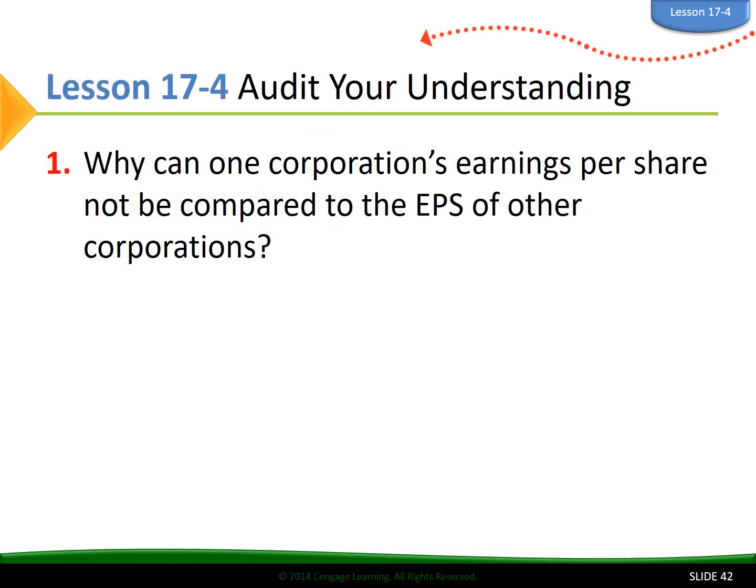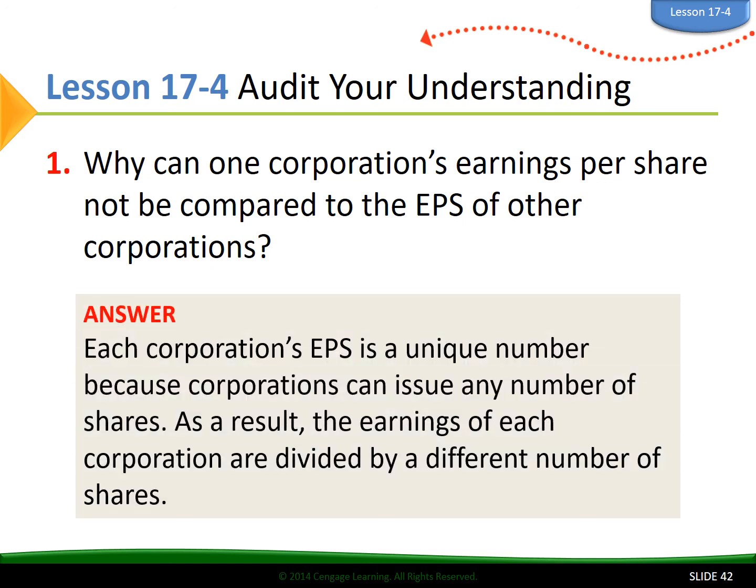End of section 4 of chapter 17. Why can one corporation's earnings per share not be compared to the EPS, earnings per share, of other corporations? That's because each corporation's EPS is a unique number, because corporations can issue any number of shares. As a result, the earnings of each corporation are divided by a different number of shares.